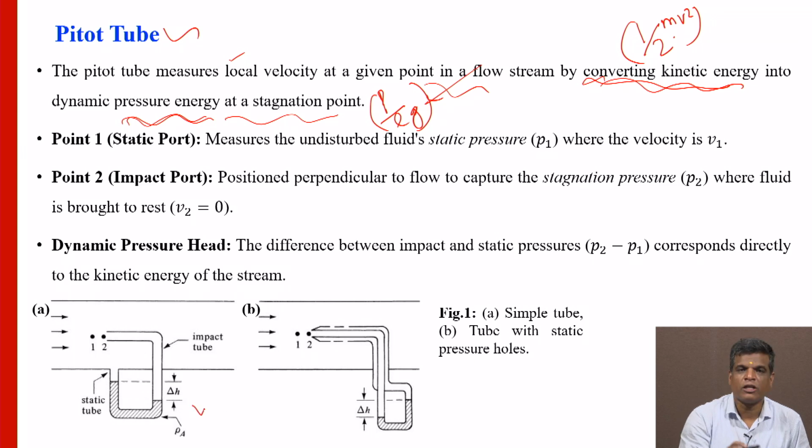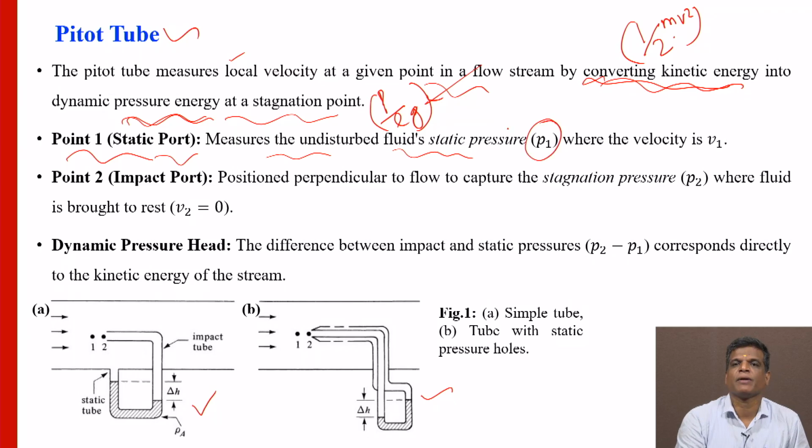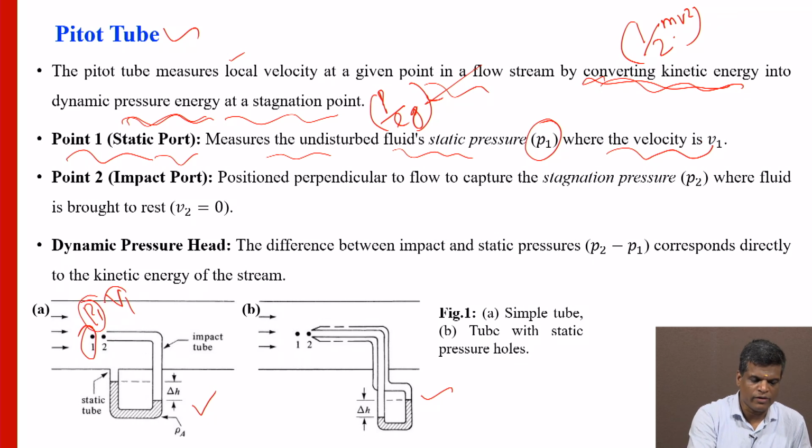The first one is a simple tube, and another one is a tube with static pressure holes. There are two points. One is point 1, called the static port, which measures the undisturbed fluid static pressure, called P1. The velocity at point 1 is V1. So the static pressure is P1 and the velocity is V1.